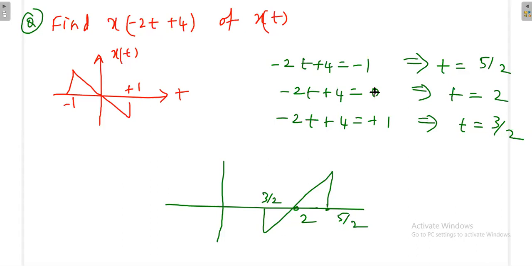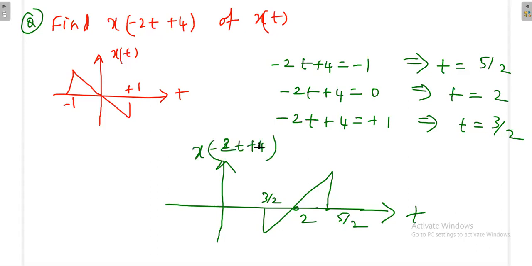Similarly, at t is equal to 0, this is 0, so that will be mapped to 2. That's why at t is equal to 2, it is 0. At t is equal to +1, what is happening? The function is going down. So again at t is equal to 3 by 2, the function has to go down. So this is t, and this is x of minus 2t plus 4.